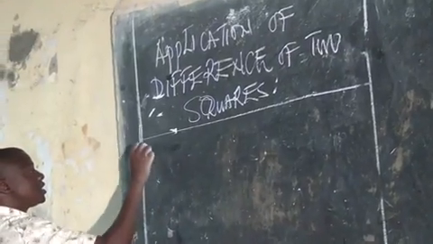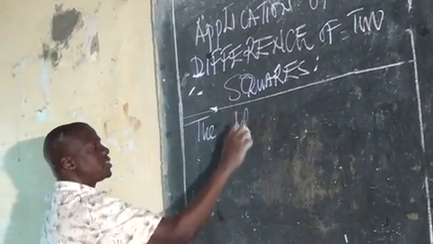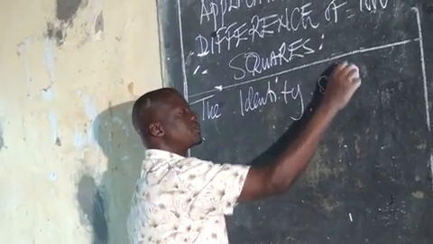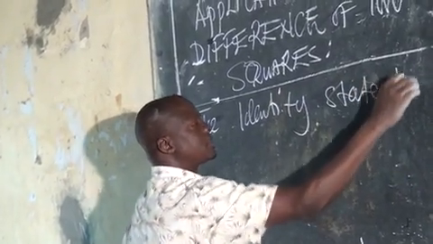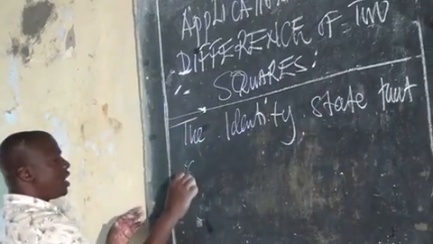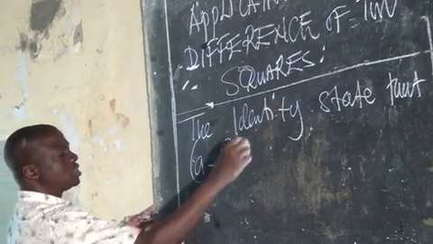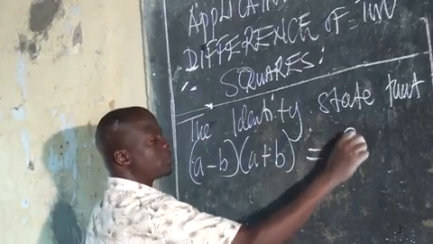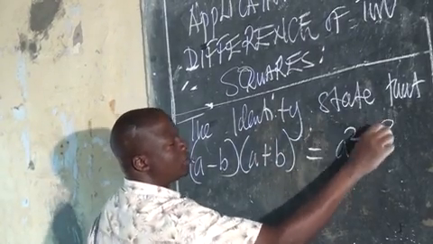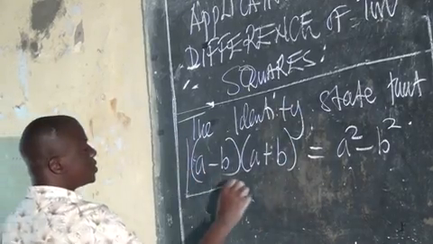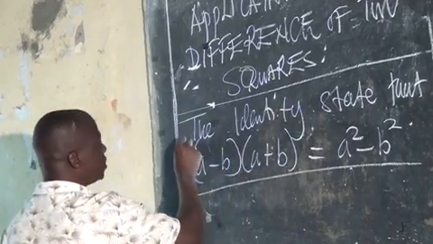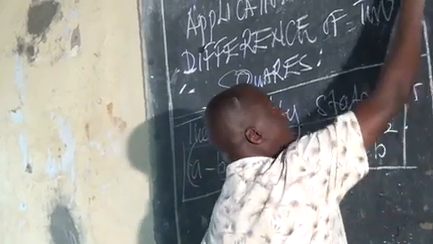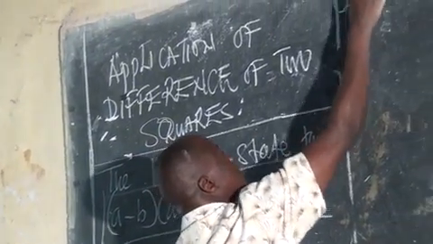We say that the identity states that (a minus b) into (a plus b) gives a squared minus b squared. This is what we call the difference of two squares. We can have an example here.